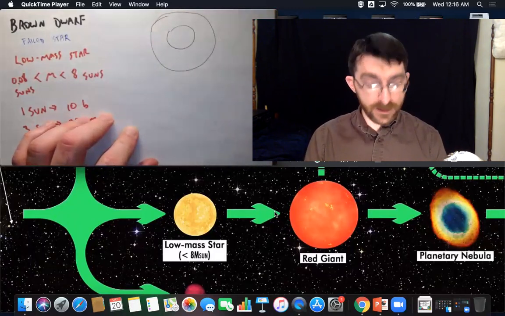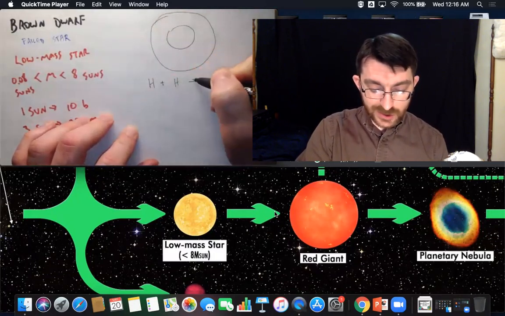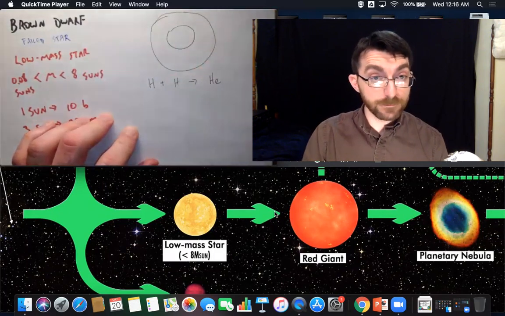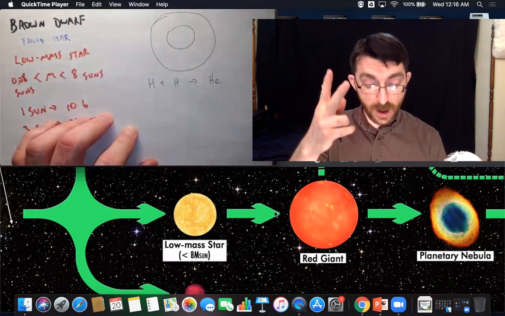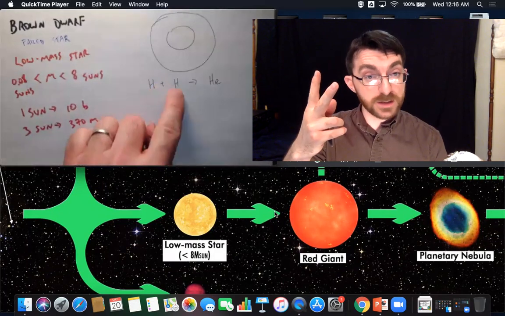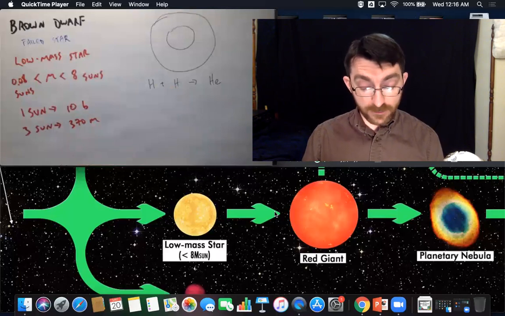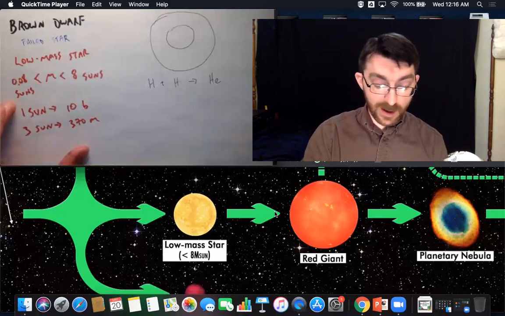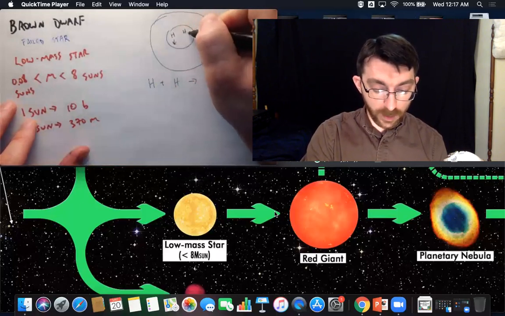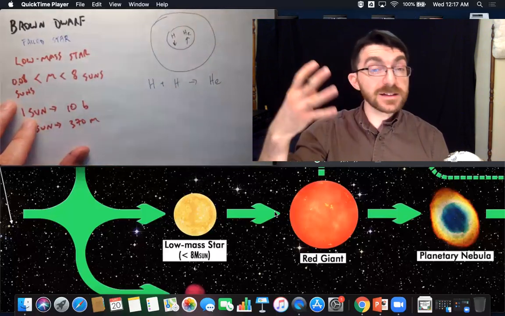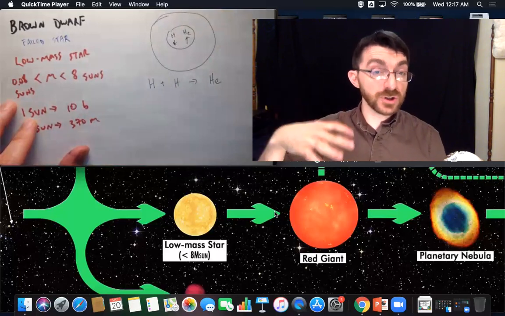Well, what's the product of that fusion? 2 hydrogen atoms fusing turn into a helium atom. Now, helium is atomic number 2. There's 2 protons, 1 proton from each of these hydrogens. Okay, so that means that the core of this star is becoming less and less hydrogen and more helium. As that happens, the helium is harder to fuse than the hydrogen is.